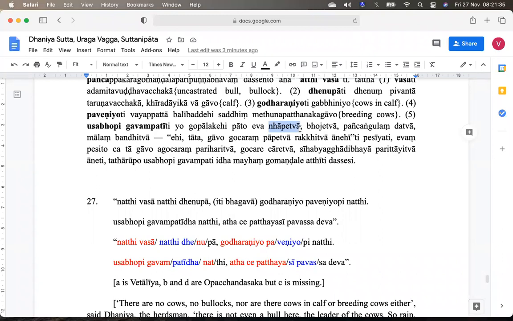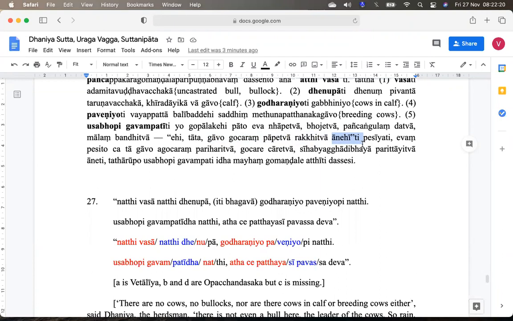So they were feeding the cow hearts, and also food, and giving hands, five fingers, to them. And they were wearing flowers to that cow, that bull, and also said to him, Ehi Dada, come, dear one, Gawo Gojaran, Babi Dawa, lead these cows to the pasture, Gojaran, and Rakhay Dawa, protect them, and this Anehi, lead them. So lead these cows to the pasture and protect them.